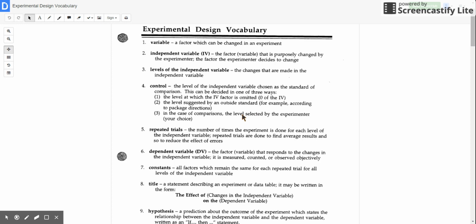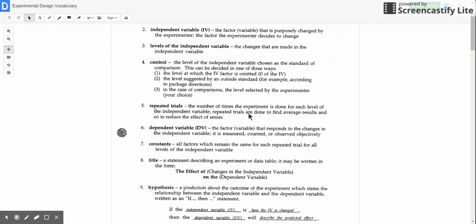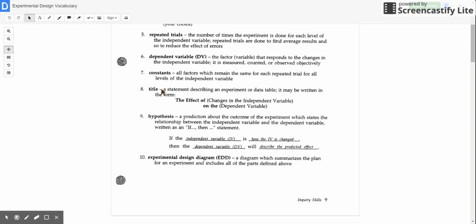So go through. One thing I think to really focus on is these 3 points on how you pick a control, and to remember the format that the title has to be in. It has to be the effect of the IV on the DV. So pay attention to the format, and then also the format of the hypothesis has to be an if-then statement.